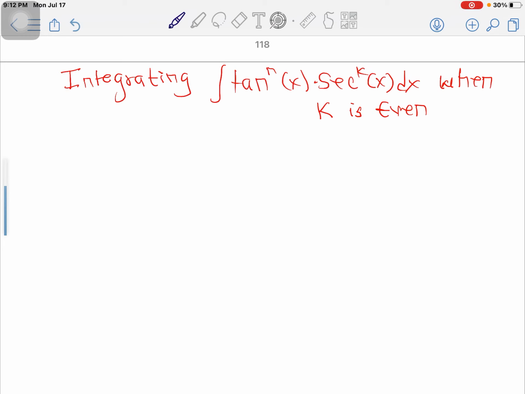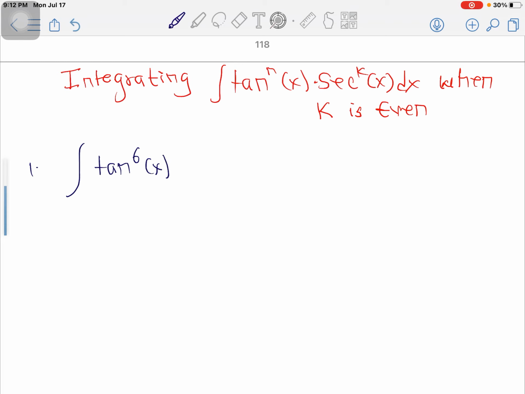So let's focus on how to integrate tan to the power n of x multiplied by sec to the power k of x dx, where k is even. That means the power of the sec is even.